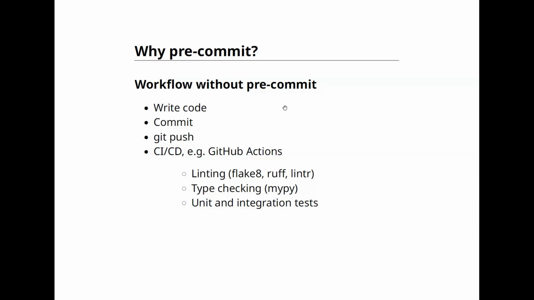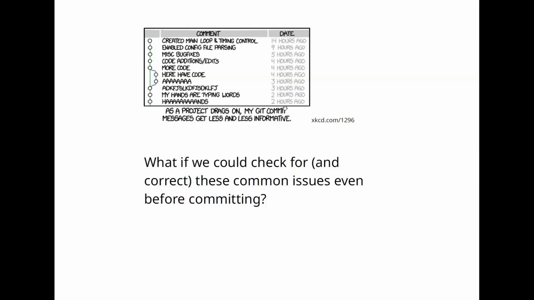But it's better if you could run it on your local computer before it went to GitHub, so that you don't have to wait for that feedback loop. So what if you could check these issues before commit, right? That's the thing. That's why it's in the name. It's pre-commit, so before commit.